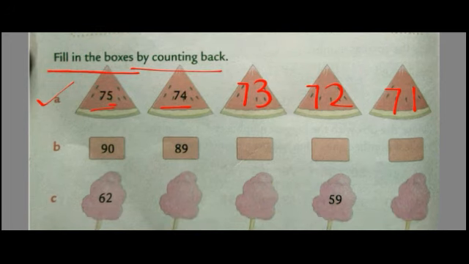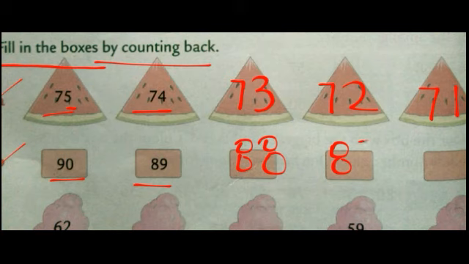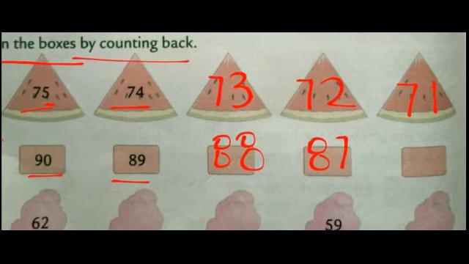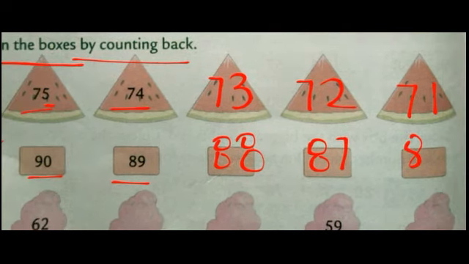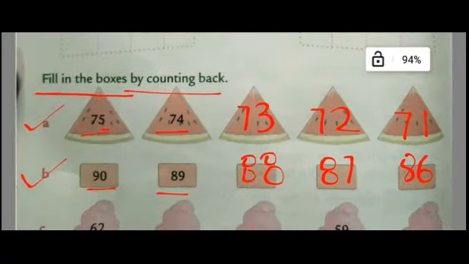Okay. Now see the next one. 90. As we are doing counting, now we have to do backward counting. 89. 88. Then 87. And at the last 86. This is the way how we will do backward counting.